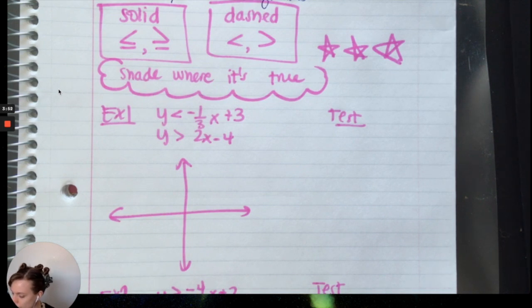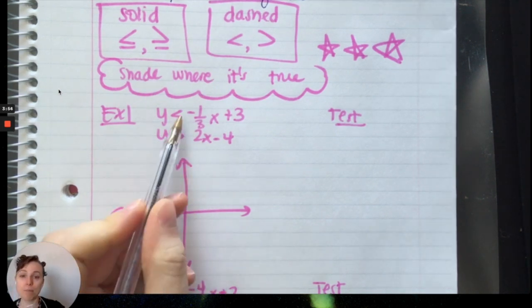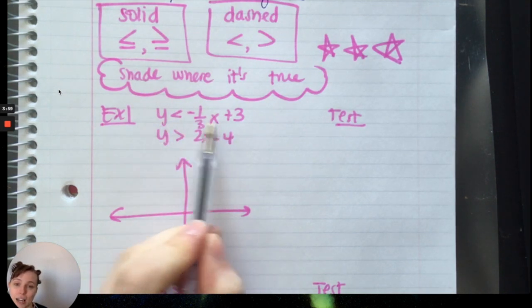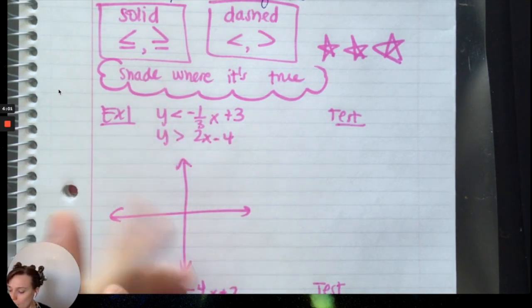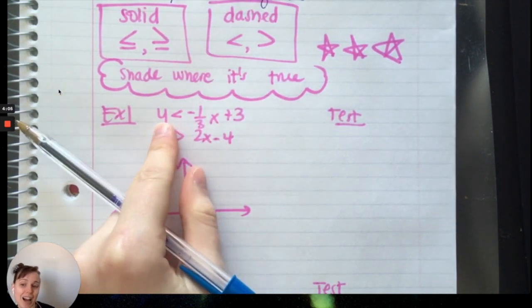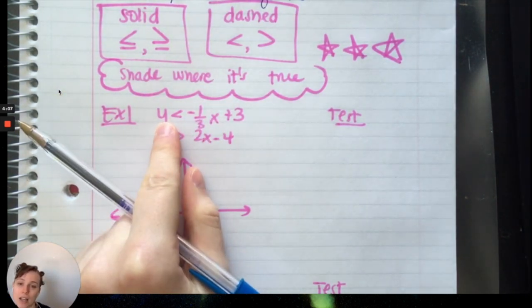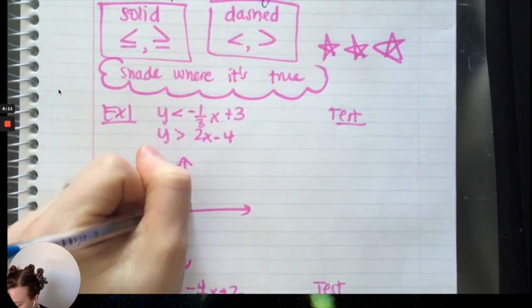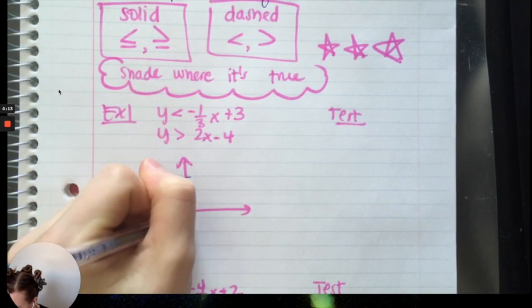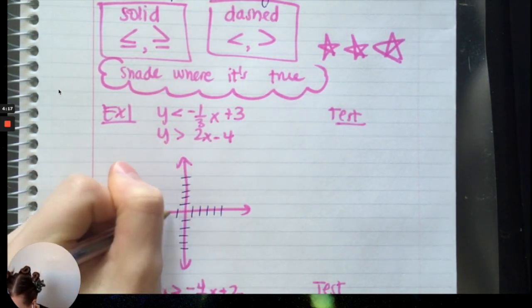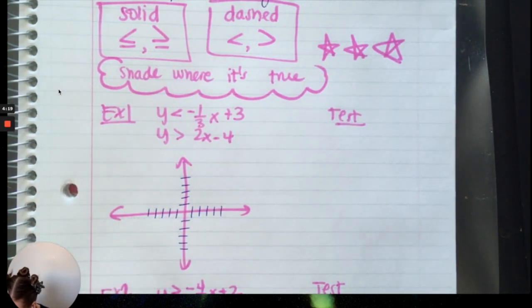So we're going to graph our first one. Notice that both of these will be a dashed line because if I put any solution into here, it's not actually going to be a solution or coordinate. So if I put 0, 3 for the y-intercept, that is not going to be a valid solution because 3 is not less than 3. So I'm going to go 1, 2, 3, 4, 5. I'm going to make my scale actually. I'm going to do that on both of them.